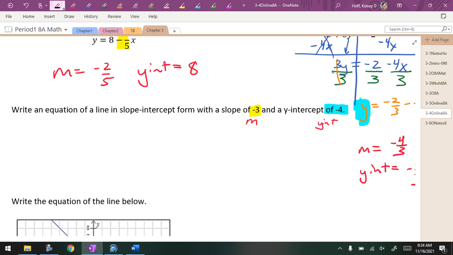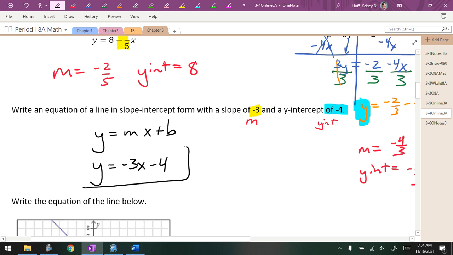So the equation we started with was y equals mx plus b. You're keeping your y. You're keeping the equals. What was your slope? Negative 3. Don't forget the x. What's your y-intercept? Negative 4, minus 4. That's it. If I have to write an equation and they give me the slope and the y-intercept, it's beautiful. It is beautiful.